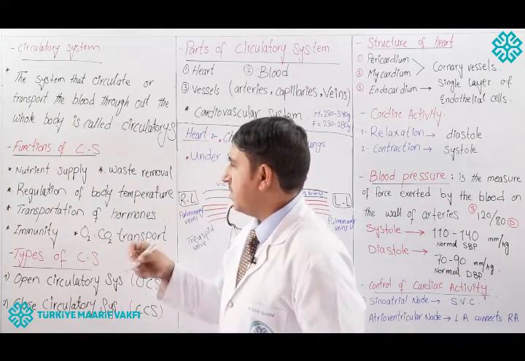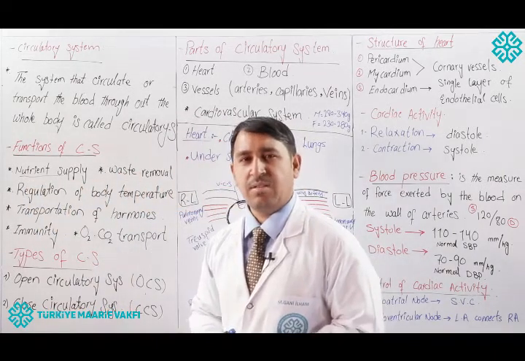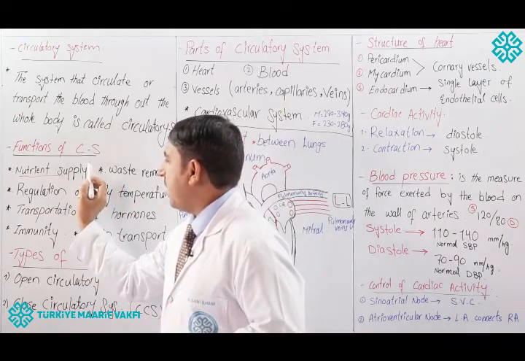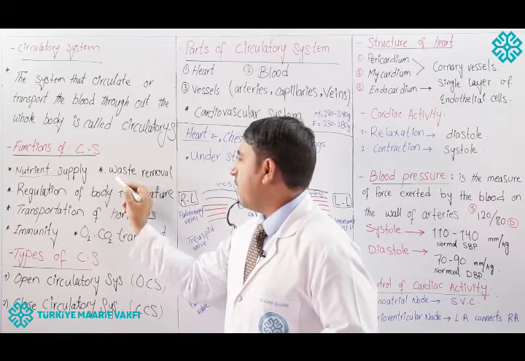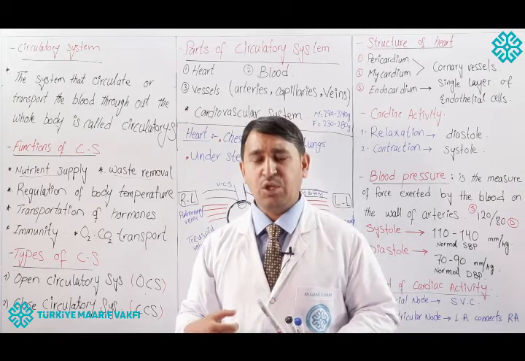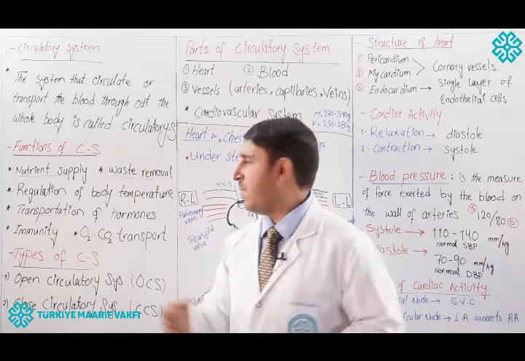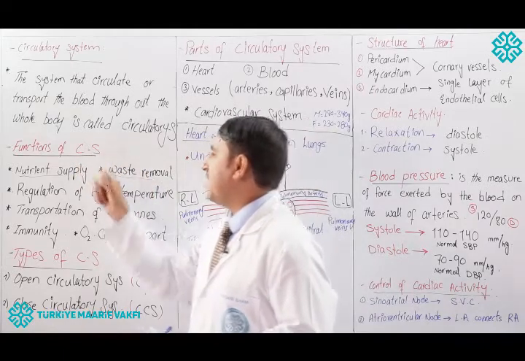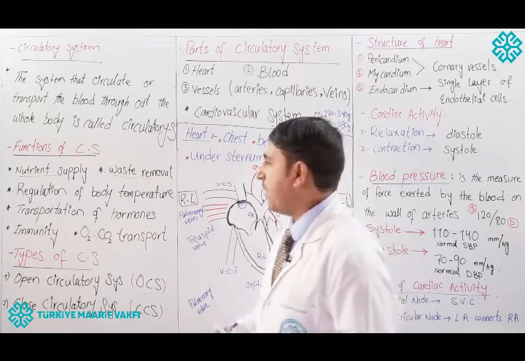We have some functions of this system. The first function is nutrient supply. Nutrient means foods. The foods in our body are supplied by the circulatory system. And the second function, waste removal. When we eat foods, these foods are used in our body. After that, some waste products are made from them, and these waste products must be removed from our body. So the circulatory system removes these waste products from our body. It is the second function of this system.